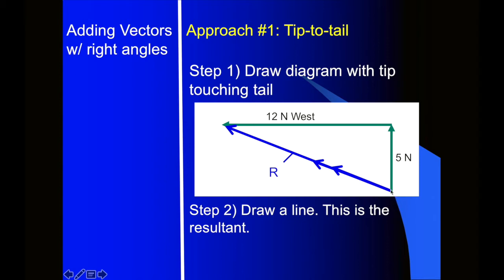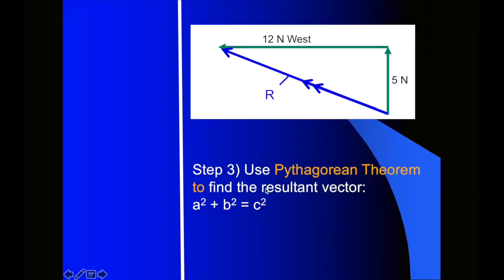You would connect the tail end over here to the tip of the other arrow, and this would be your resultant. Notice how we drew 2 arrows here to show that this would then be the sum of both the north and the west vectors. Step 3 would then be simply to use the Pythagorean Theorem to find the resultant vector. So in order to find the value, all we would need to know, and remember this comes from our math, is that a squared plus b squared equals c squared. So we know our a, we know our b, we can find our c.